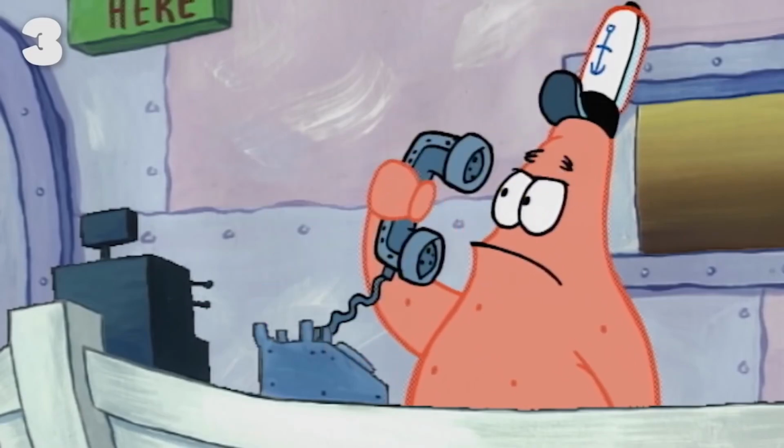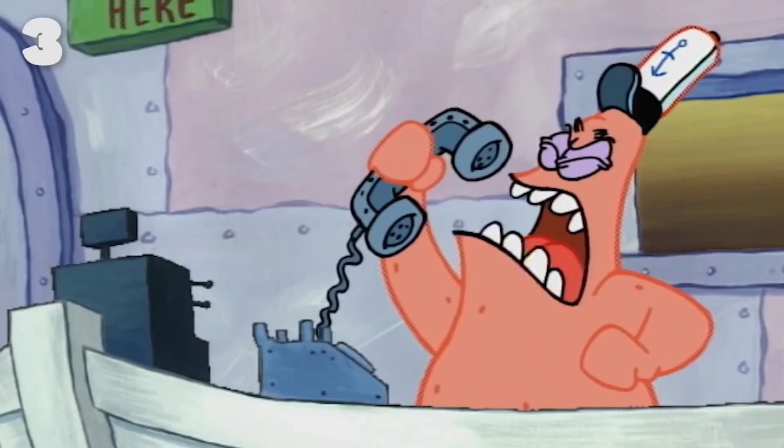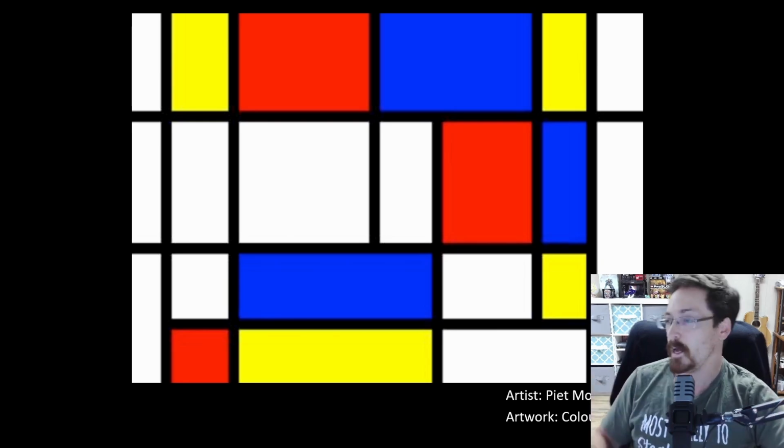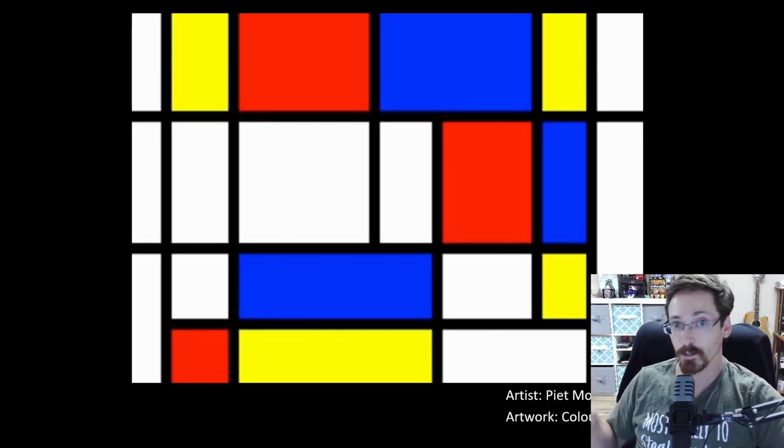Is this the Krusty Krab? No, this is Patrick. This is an example of pattern, and this is pattern using squares and rectangles.